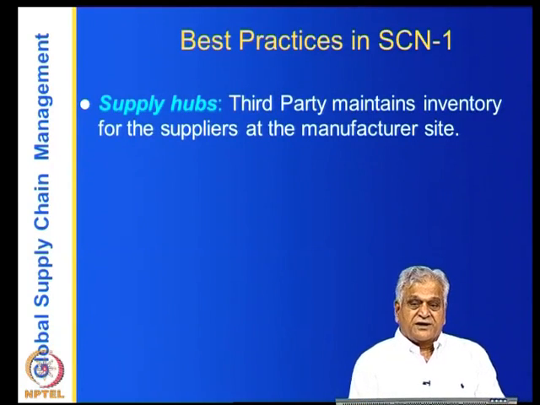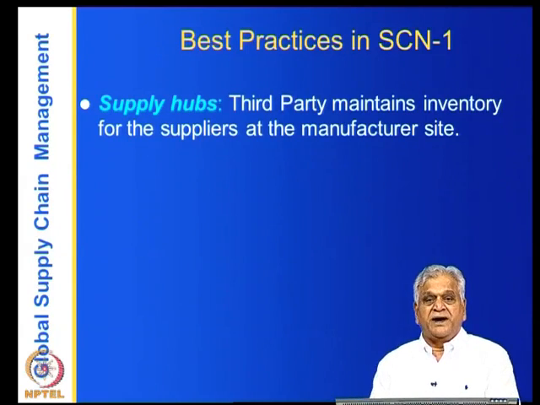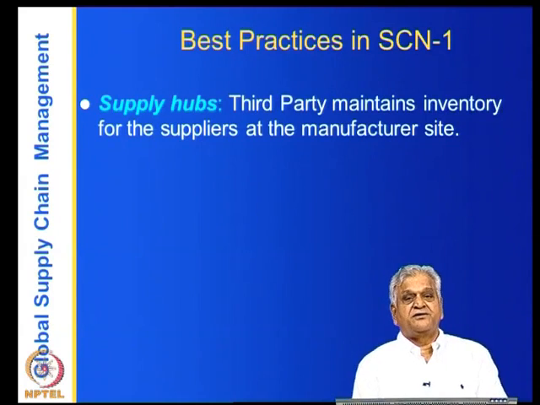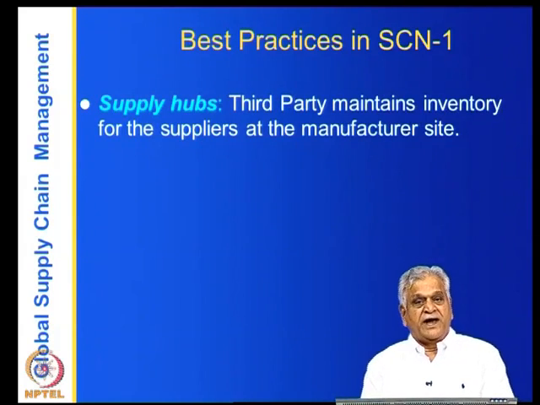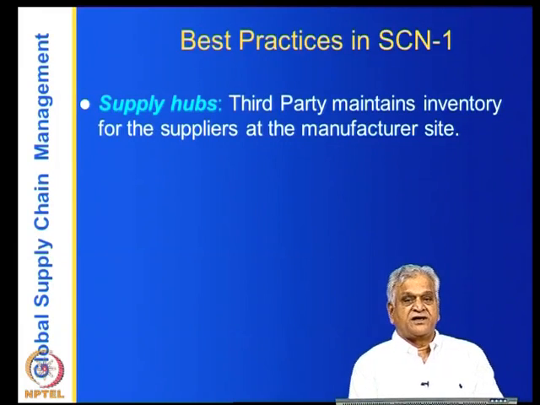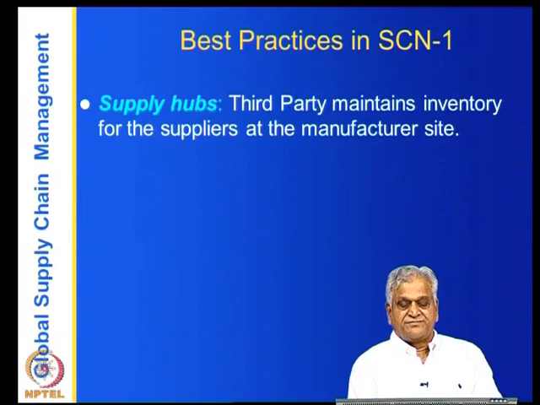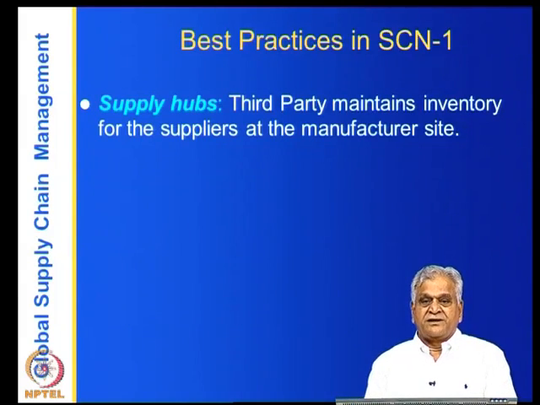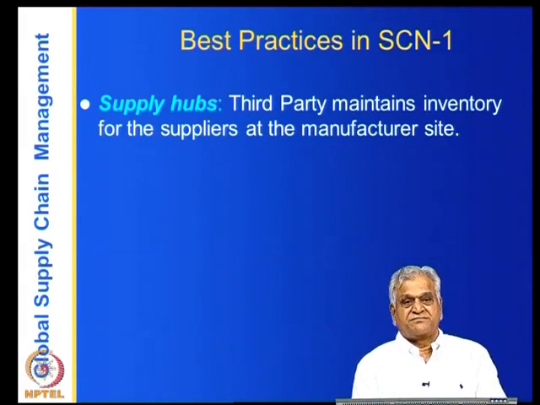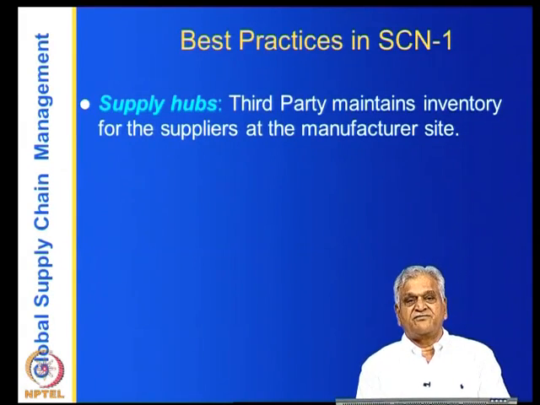But if it has to do that, then it has to maintain the inventory nearer to the factory. So at the manufacturer site, some third party maintains inventory for the suppliers. In other words, once the manufacturer gets an order from the customer, he is going to order the components from the supply hub, which is located very closely to the manufacturing site.